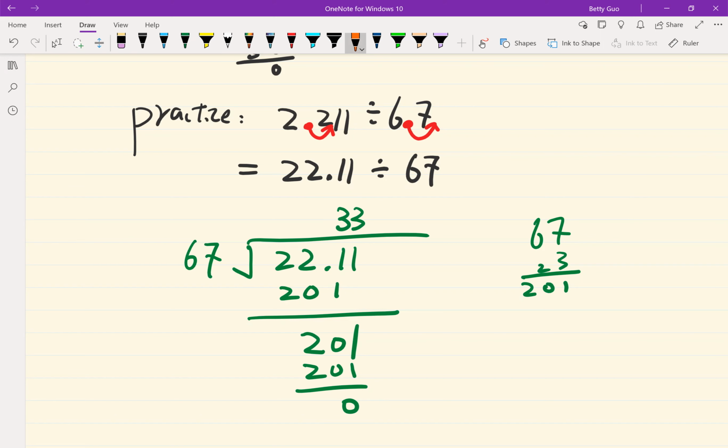Where do you place the decimal point? Yeah, in front of 3, exactly. You have 0.33. Yeah, the quotient is 0.33, okay?